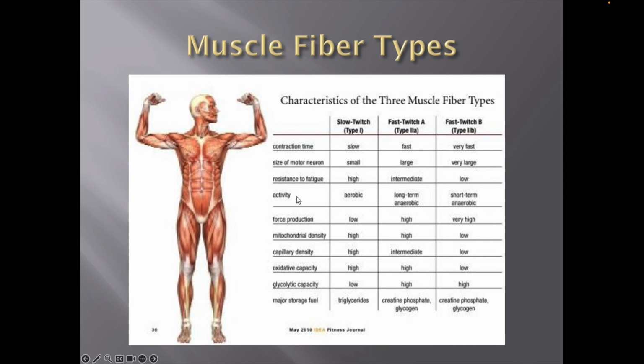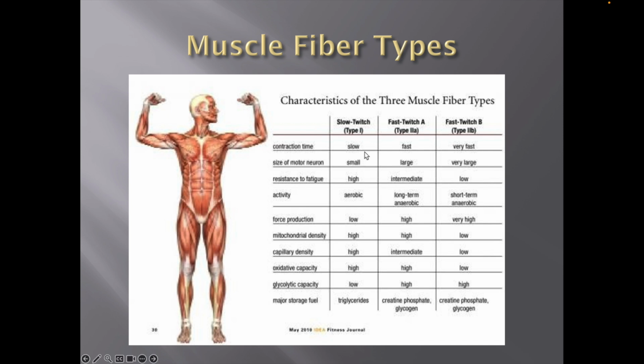Which activity primarily uses these muscle fiber types? Aerobic types of activities typically use a greater majority of type 1 muscle fibers, versus type 2B is going to be short-term anaerobic, and then type 2A is going to be long-term anaerobic. So being able to perform pretty intense bouts of activity for a long period of time, versus type 2B is going to be very intense activities for a very short period of time, and type 1 is going to be aerobic activities performed over a long period of time.